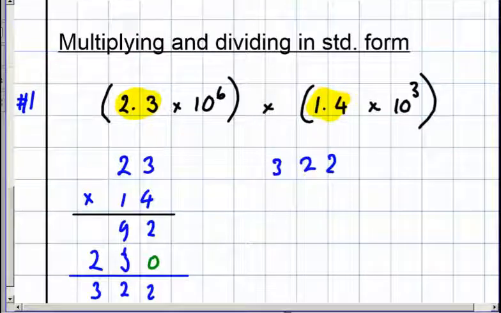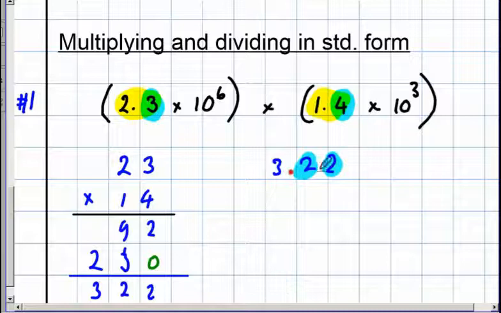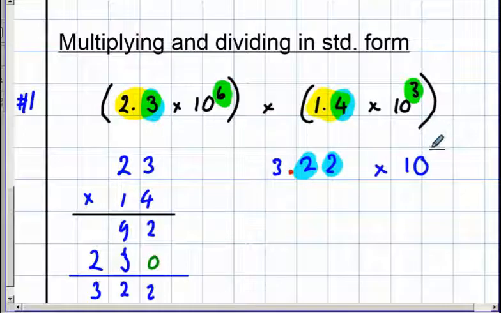Remember, when you're multiplying decimals, if your question has two figures after this point, so must the first part. So it's 3.22. And then what about the power of 10 that is multiplied by? Well, 10 to the power of 6 times 10 to the power of 3. We just use the rule of indices that when you multiply, you add those together, so you get times 10 to the power of 9.